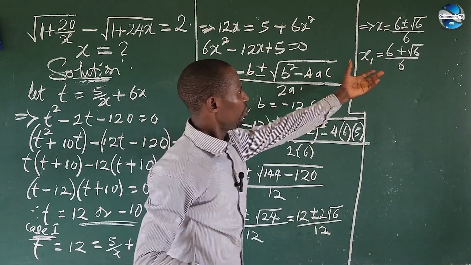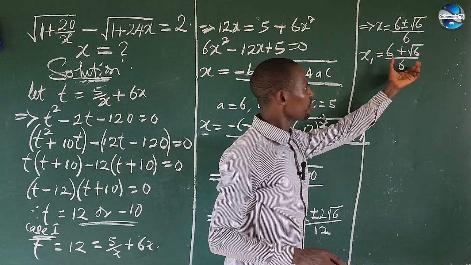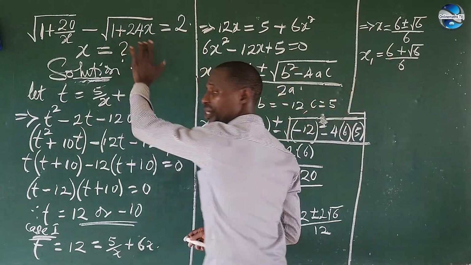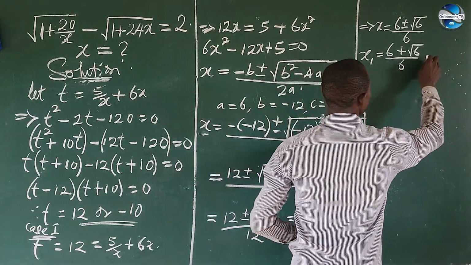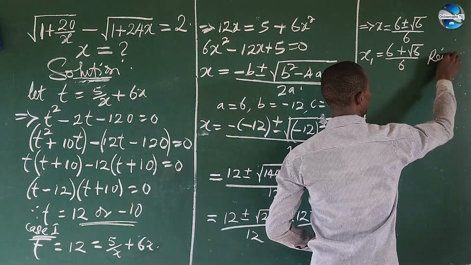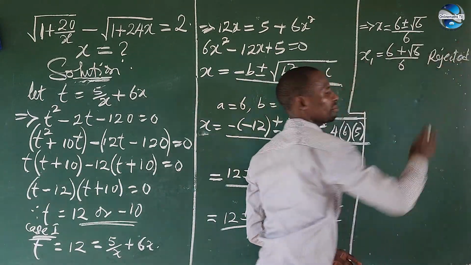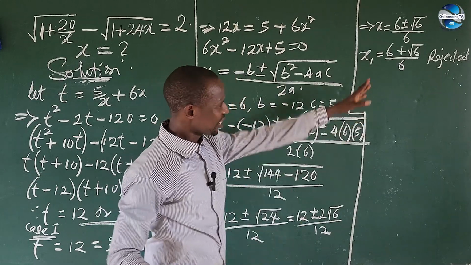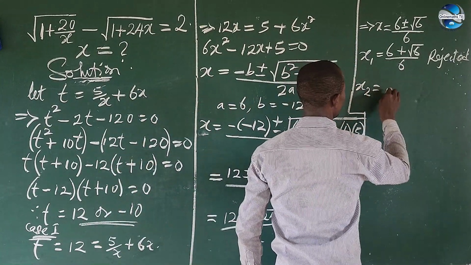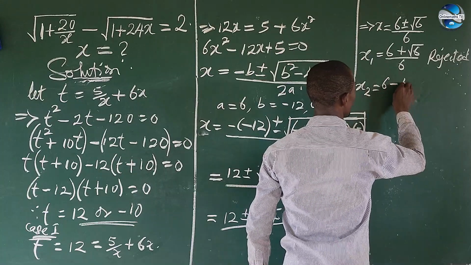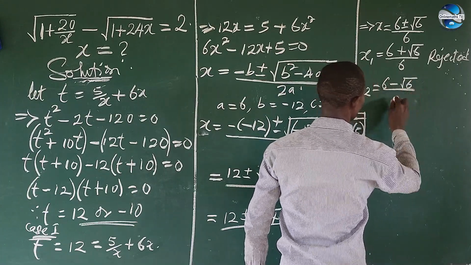Now, when I substituted this very root into our original equation, it didn't satisfy the equation. And so this answer is rejected. So let's look at x2. Our x2 will give us 6 minus the square root of 6, all over 6.